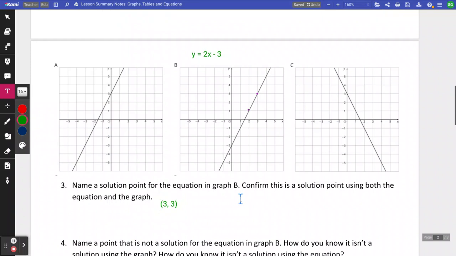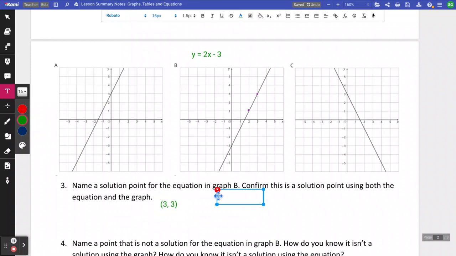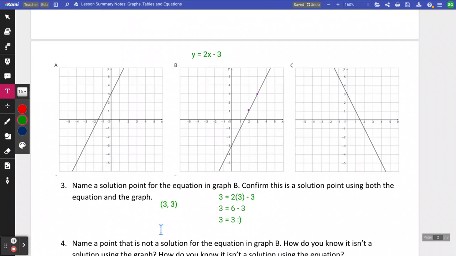But remember, I can confirm it using this equation as well. If I substitute (3, 3) into my equation, y is 3, x is also 3, I can see that it gives me a true statement. It satisfies the equation. Now, is (3, 3) the only other point you could give? No, of course not. There are a lot more points on this line. So you could have said (4, 5). You could have said (1, -1), (0, -3), (-1, -5).